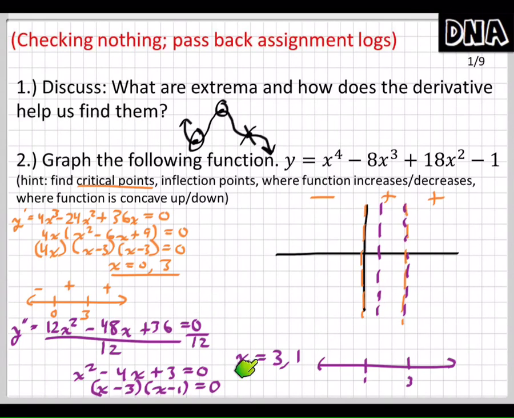Okay, so let's try 0 first. If I plug in 0, what do I get? Positive. So that's concave up. Some write positive, some like to just write the concave up sign right there.